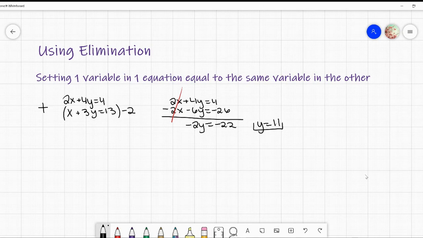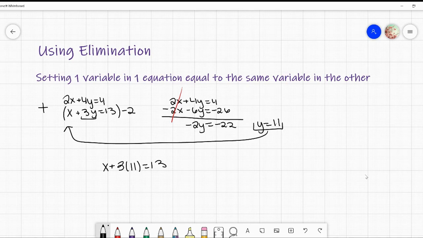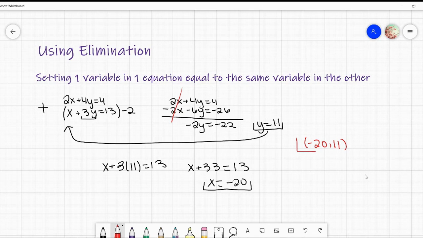Now we're just going to go back like we did before and plug this y into one of our equations. I'm just going to use this one since it's a smaller number. So now we have x plus 3 times our y, which is 11, equaling 13. So x plus 33 equals 13. So our x should equal negative 20. Now we have both our x and y, so our answer is negative 20, 11.